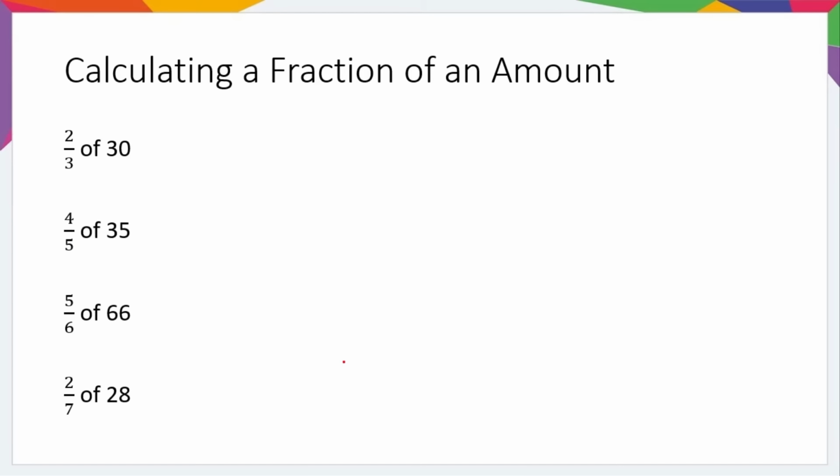A lot of people seem to struggle when the number on the top is not 1. What we need to do here is divide the total by the number on the bottom and then multiply that answer by the number on the top. So 2/3 of 30 is 30 divided by 3, which is 10. 10 times 2, which is 20. So in other words, what we're doing here is we're working out 1/3 of 30, which is 10. So if 1/3 is 10, then 2/3 is going to be double that, 20.